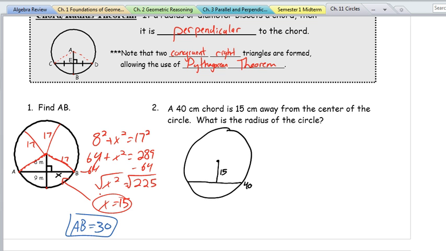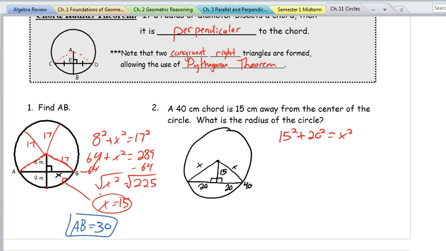What is the radius? So we want to know, working on either side, what's the radius? Okay. So this is a radius, this is a radius. We can work on either spot. Well, if the chord is 40, we know it's been divided in half now, or 20 and 20. So there's our setup. 15 squared plus 20 squared equals x squared.